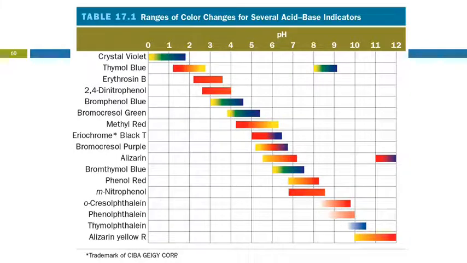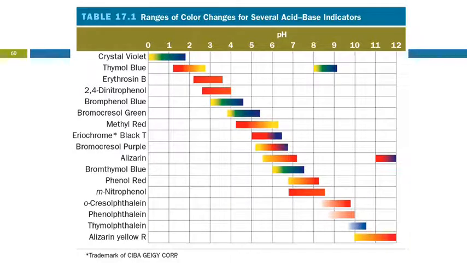So this is a chart showing different acid-base indicators, and they're arranged here in order of their pKa values for the most part. And so you can use this chart to select an appropriate indicator.